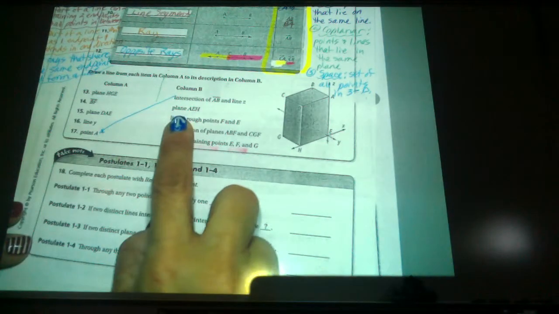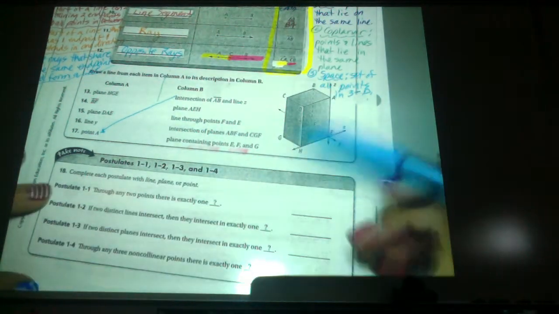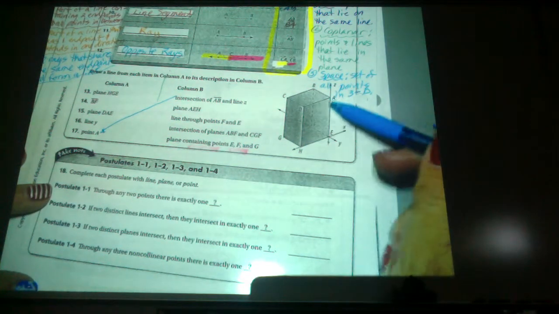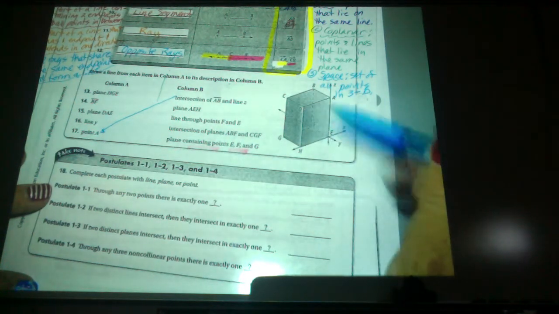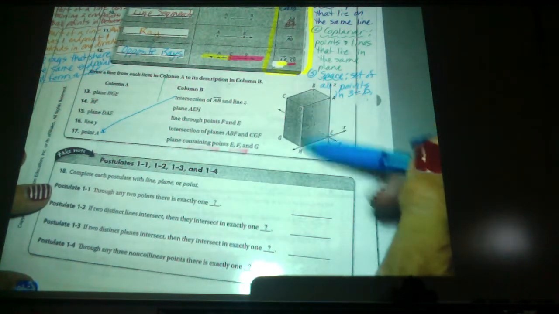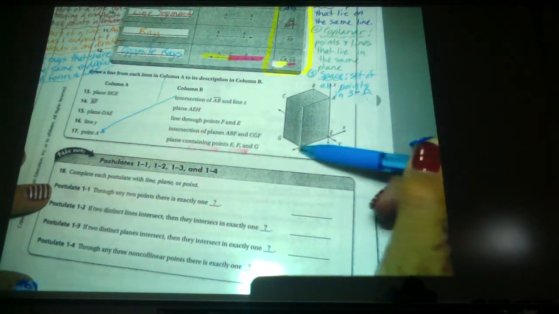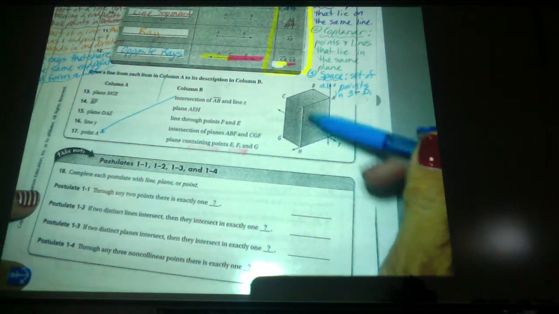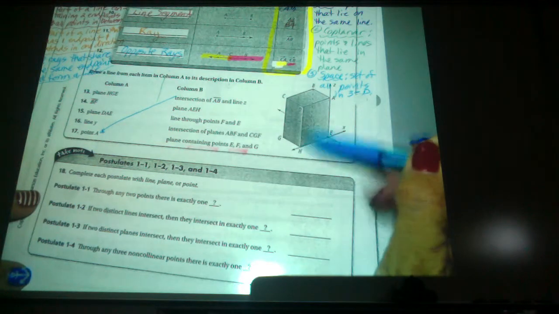The next one is, what is plane AEH? So look at plane AEH, so find A, E, and H. Isn't that this side right here? Aren't there 4 points in that plane? So you could name this plane with 3 of those 4 points. So AEH is only one name. So you're looking for another one that contains D, A, E, or H. What would be another name?